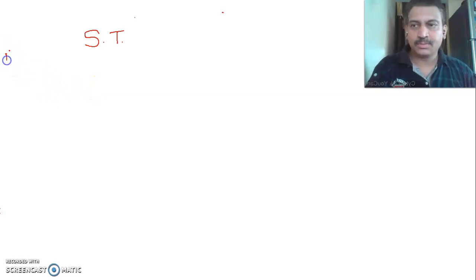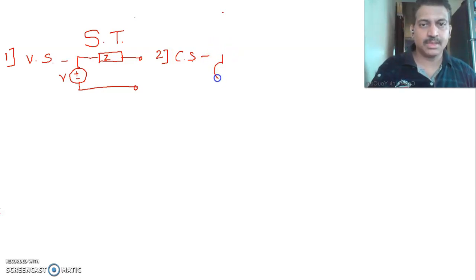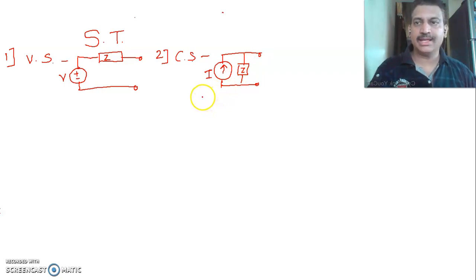As we know, a voltage source is represented as a series impedance and a voltage value, say V. Then a current source is represented as a current I and a parallel connected impedance. So these are the two sources and their representation.